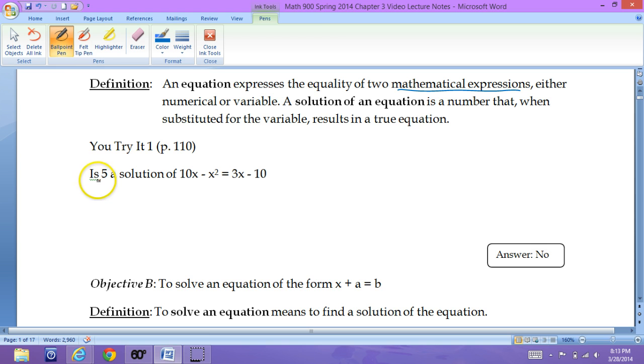This question asks, is 5 a solution of this? So what we're going to do is substitute 5 in everywhere we see an x. And one of the things to note, if you recall from one of the previous videos, everywhere there was an x, I'm actually putting parentheses and then filling in the parentheses with the numerical value that it asks us for.